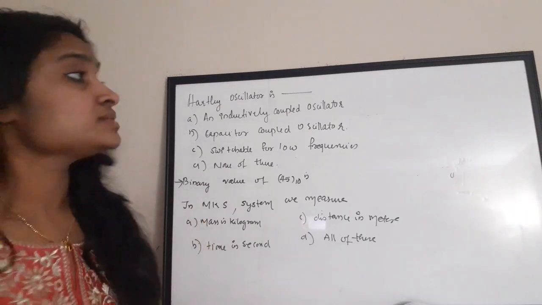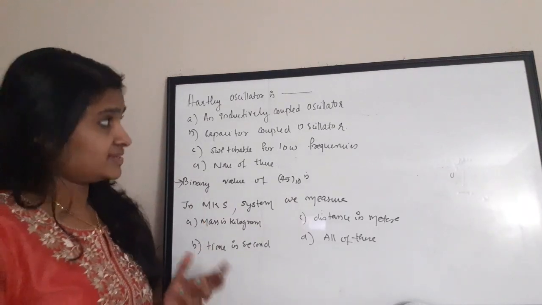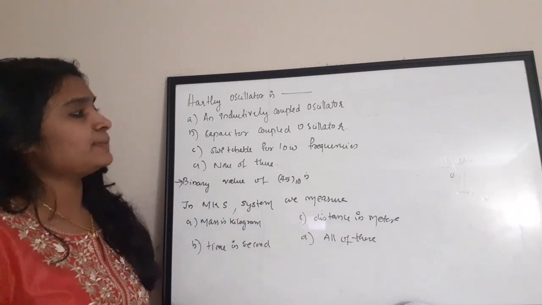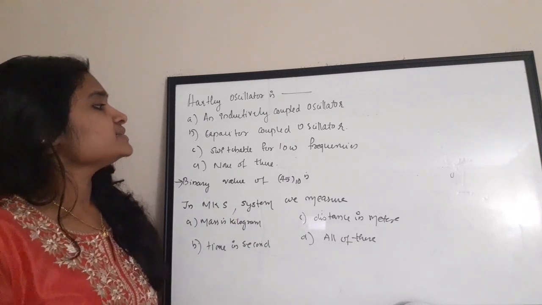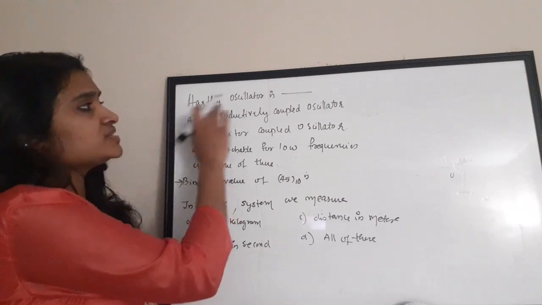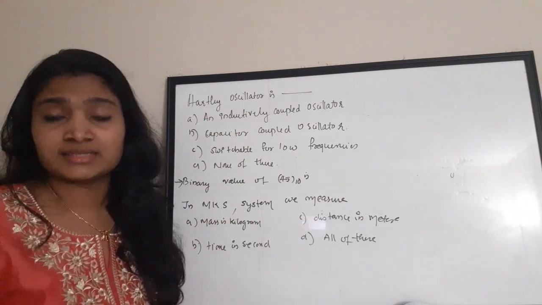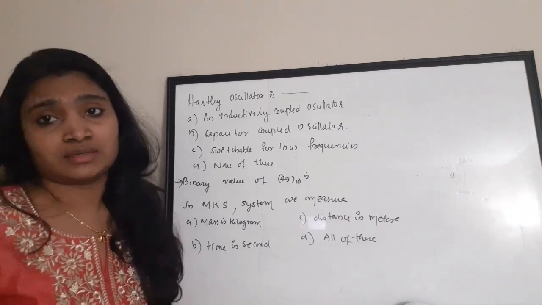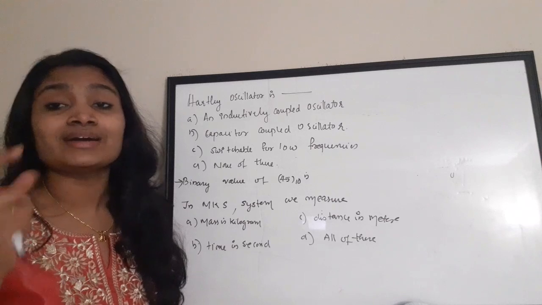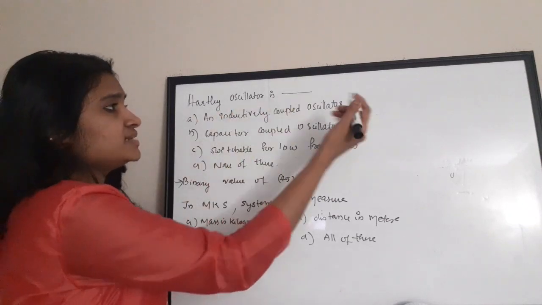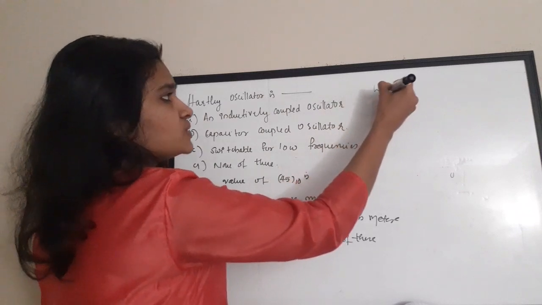Next question is this. Hartley oscillator is dash. A, an inductively coupled oscillator. B, capacitor coupled oscillator. C, switchable for low frequencies. D, none of this. So a Hartley oscillator is an electronic oscillator in which the oscillating frequency is actually determined by a tuning circuit, and this tuning circuit consists of capacitors and inductors. So we can also call this Hartley oscillator an LC oscillator.